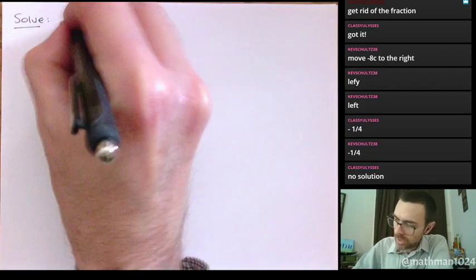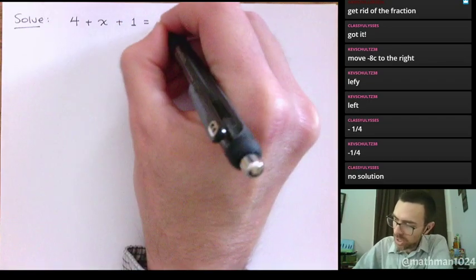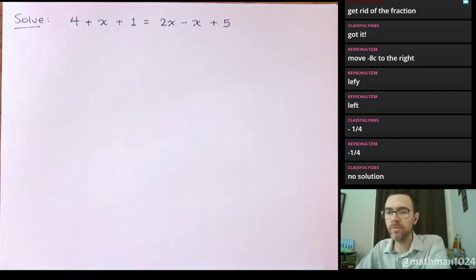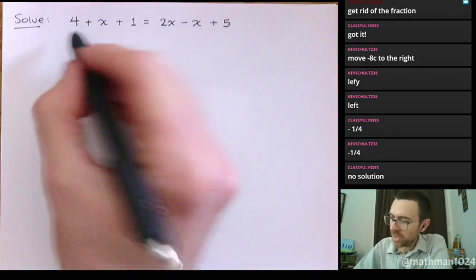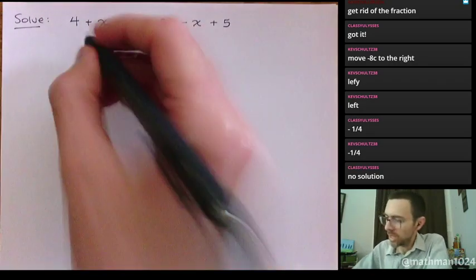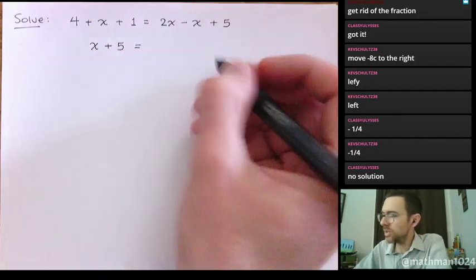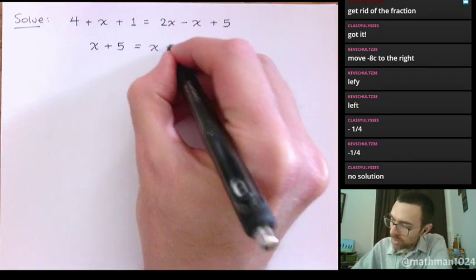But let's try this one. Let's try 4 plus x plus 1 is equal to 2x minus x plus 5. This is just like the last problem. Your primary objective here, again, is to get x by itself. But before we do that, we should try to clean up the different sides of the equation. Because on the left side, there's some simplifying that we can do. Combine like terms, and we get x plus 5. On the right side, we've got 2x and minus x that can combine. And we get x plus 5.